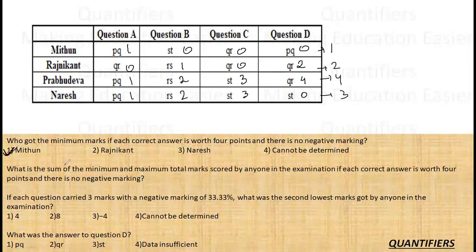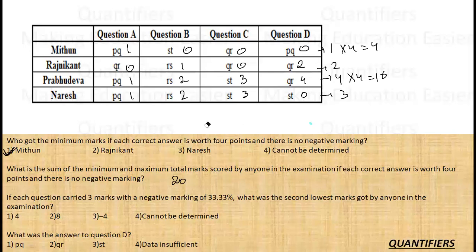What is the sum of the minimum and maximum total marks scored by anyone in the exam, if each correct answer is worth 4 marks and there is no negative marking? I can say 4 into 4, the maximum mark is 16, and the minimum mark is 1 into 4, which is 4. So that is 20. And for this question, I don't even need to know which person has answered all correctly, because I know that 1 correct, 2 correct, 3 correct, and 4 correct are the possibilities. For 4 correct, my marks are 16. For 1 correct, my marks are 4. So even if I didn't know the table, that is, who has how many correct, my answer would still be right, right?